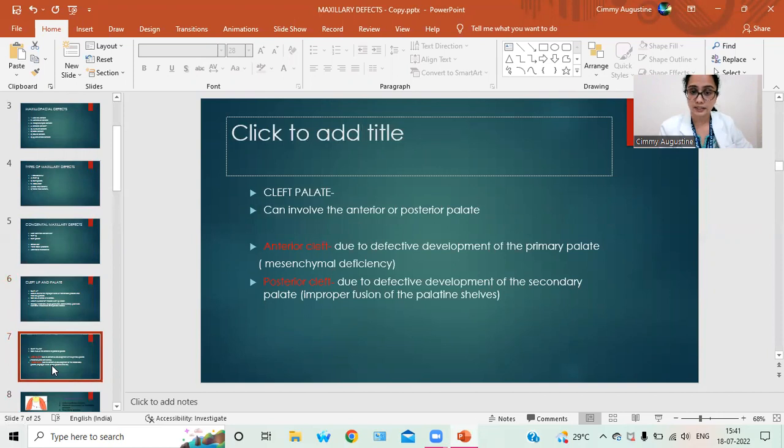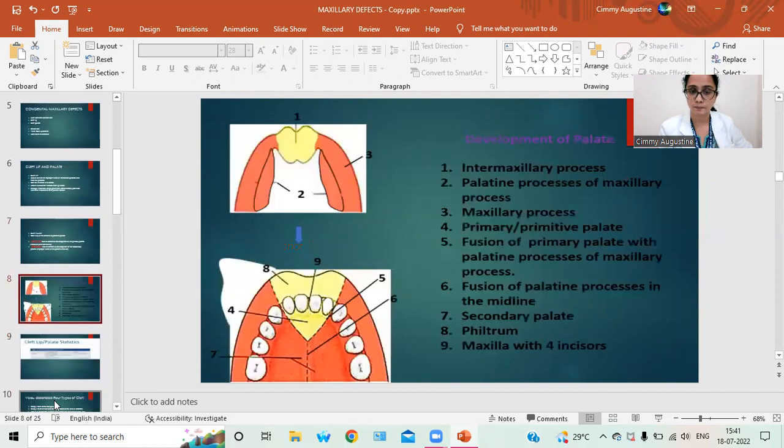Now, cleft palate can either involve the anterior palate or the posterior palate. So, anterior cleft is because of a defective development of the primary palate. That is a mesenchymal deficiency. Whereas the posterior cleft is due to the defective development of the secondary palate. That is improper fusion of the palatine shelves.